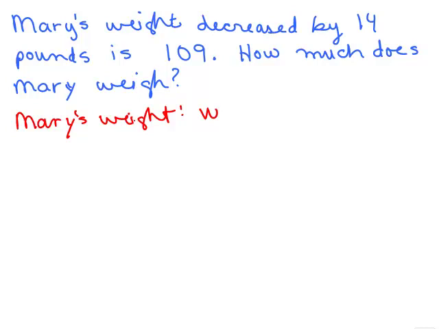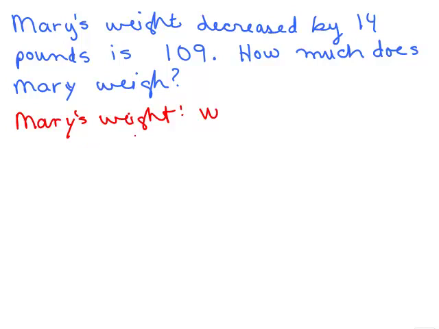Now, this is a little bit tricky. It says Mary's weight decreased by 14. So that means we're going to start off with her weight and then take away 14. It's being decreased. Decreased by means subtract that number 14 from Mary's weight.